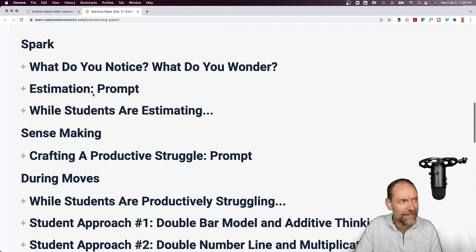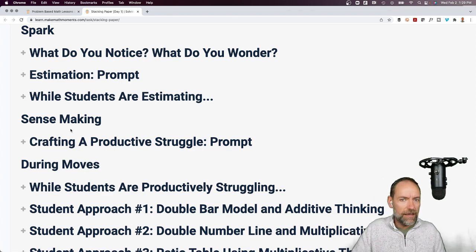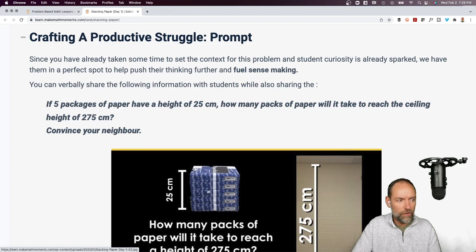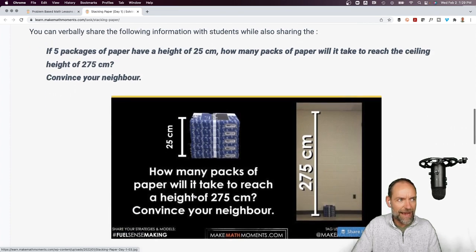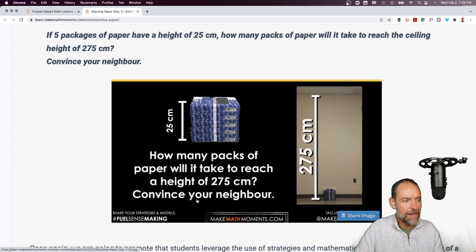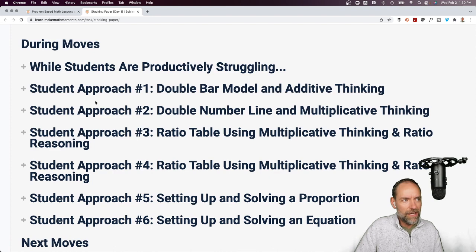So in our teacher's guide here, we talk about how we facilitate this lesson to get them to the point of the struggle prompt where we ask them the number of packages given the height of the room and the height of the 5 packages. But then we essentially want to give students the opportunity to productively struggle.